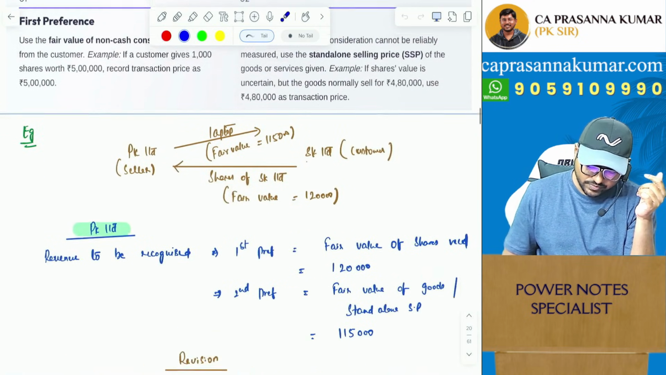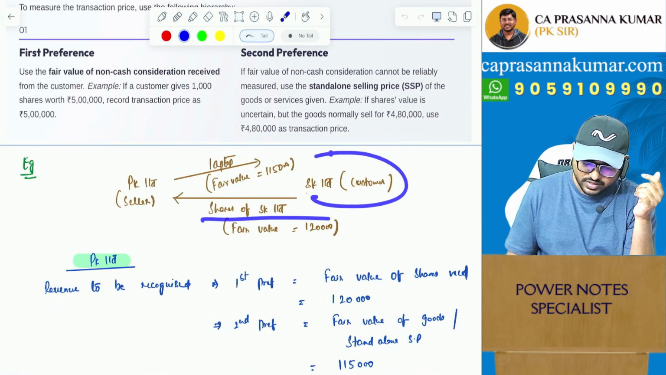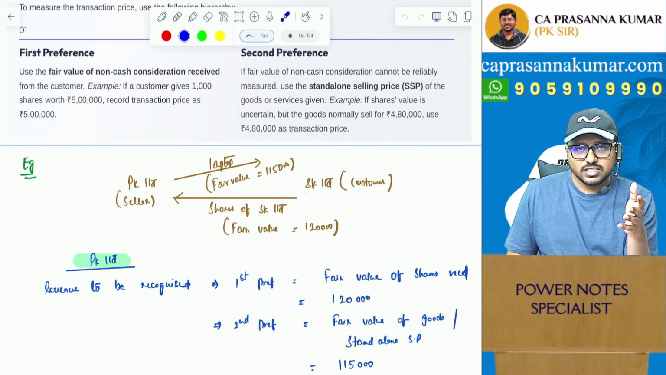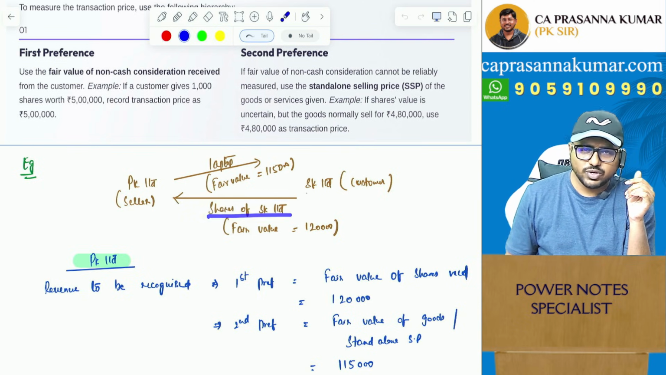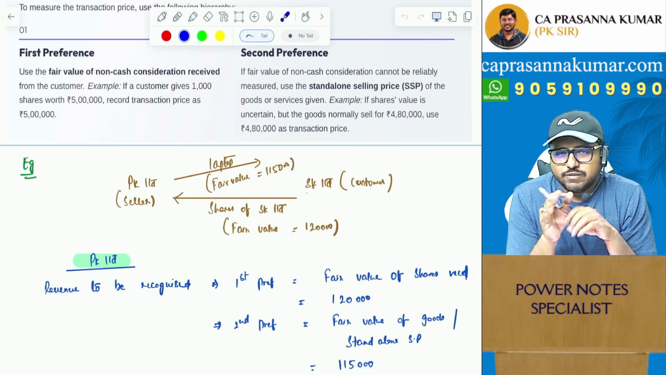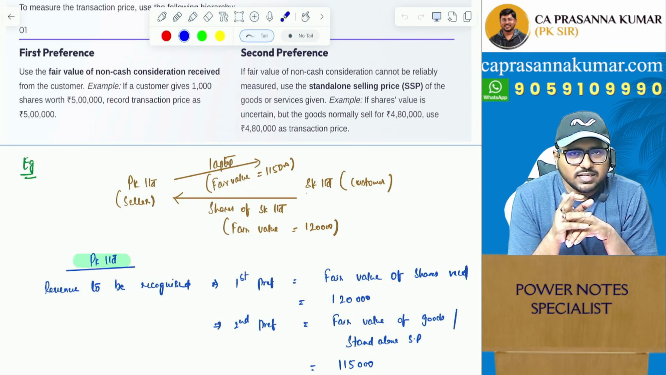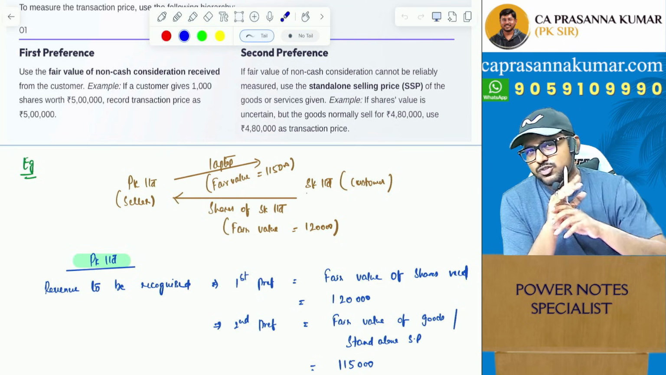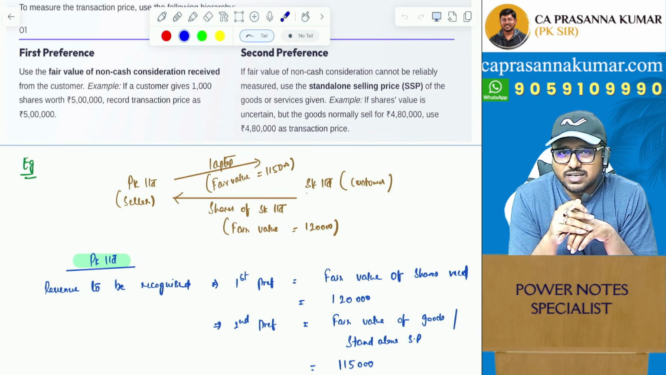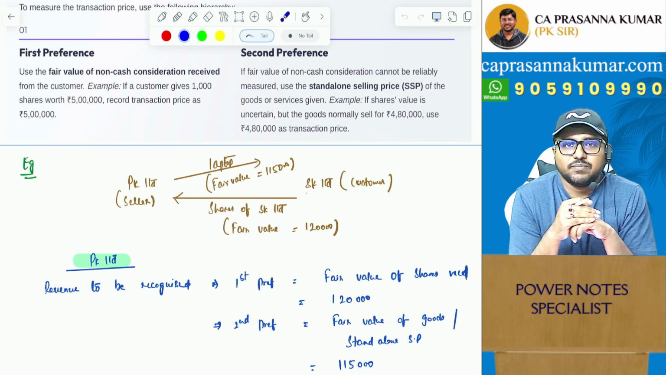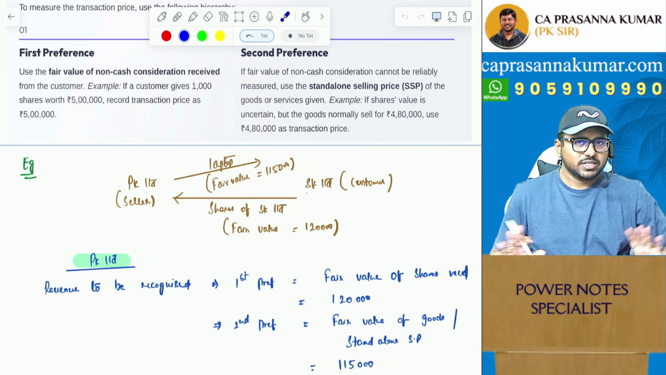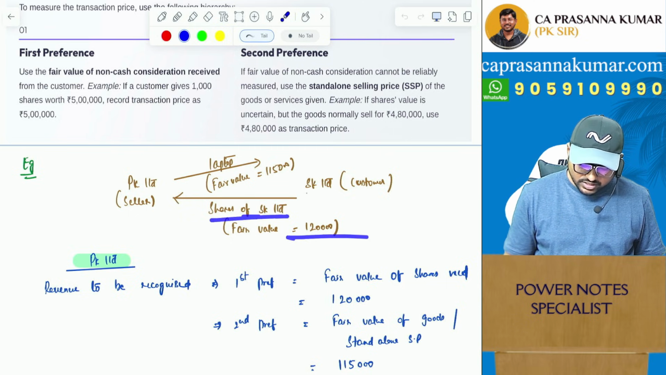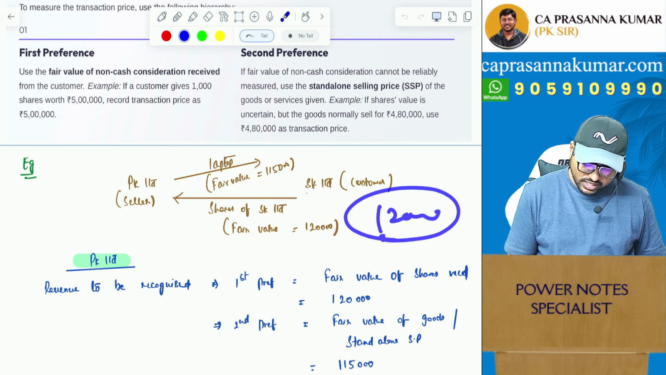Non-cash consideration. So he's giving shares of SK Limited. SK Limited is a customer. His company shares, he is giving it as consideration. In that case, what you have to do? Very simple. Your first preference is: SK Limited is the customer. Customer has to pay cash. Now he is paying in kind. Find out the fair value of that kind. In this case, shares. Now, what is the fair value of the shares? That will be the transaction price. Simple. In this case, fair value of the shares is 1,20,000, which means 1,20,000 is your transaction price.